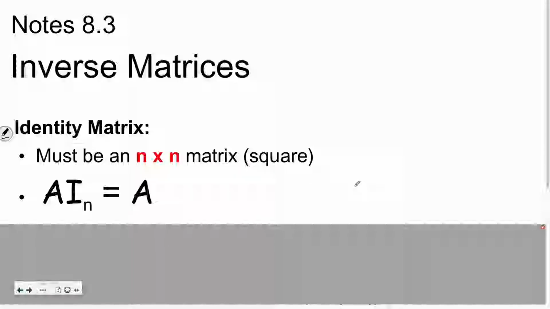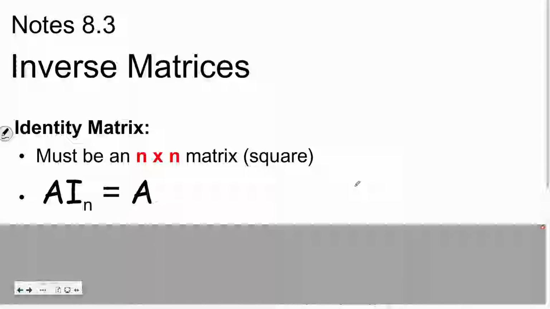A quick note, an identity matrix has to be n by n, so that means it's square. It has the same number of rows that it does columns. I'm going to denote the identity matrix with the capital letter I, and the sub n on that I just means for whatever number of rows and columns it has. So if I do I sub 2, that's a 2 by 2 identity matrix. If I do I sub 5, that'd be a 5 by 5 identity matrix.